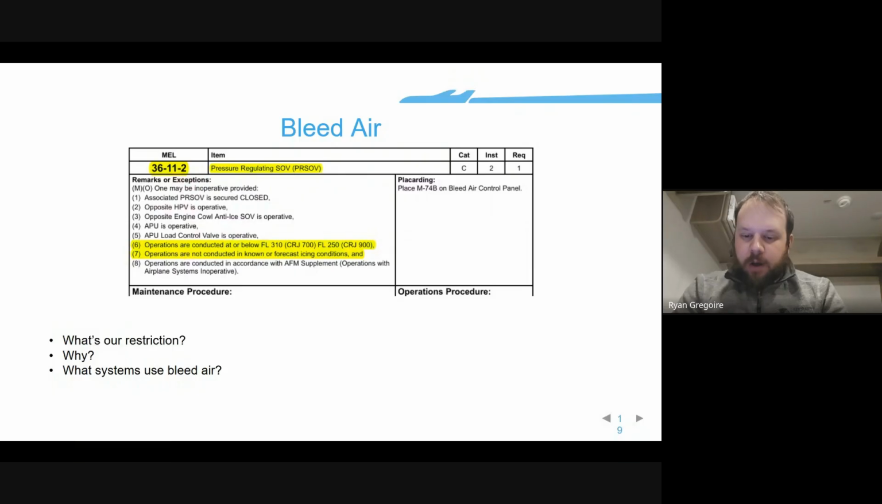We have one other in here that we might want to consider besides the two highlighted ones. That would specifically be something that would be a dispatch item. Yeah, Trevor put it in chat. The APU must be operative.